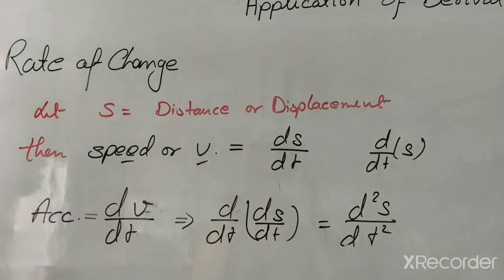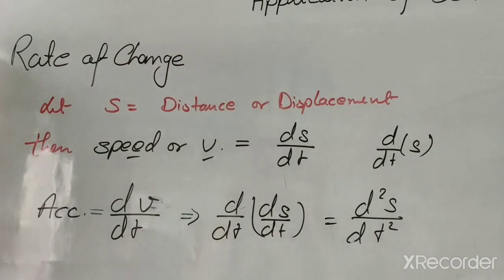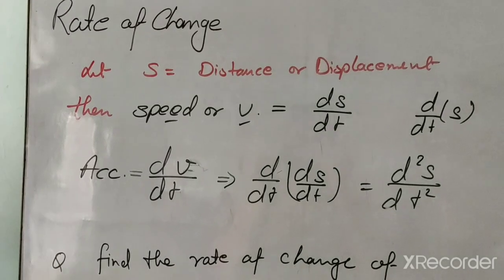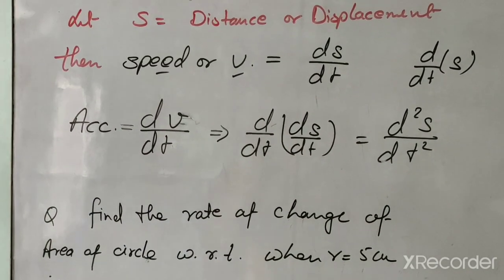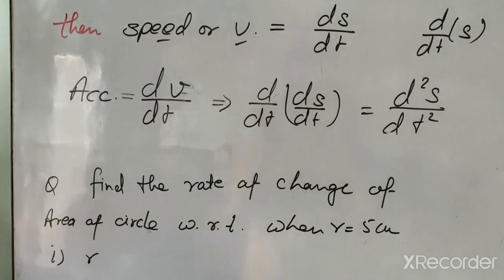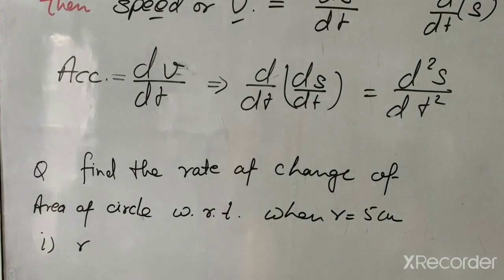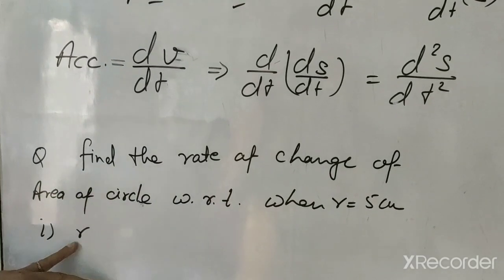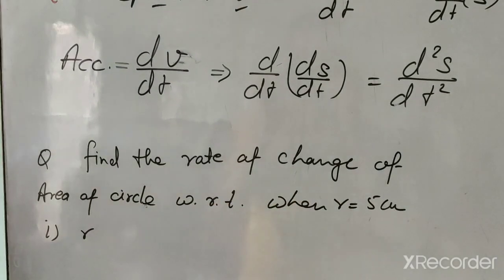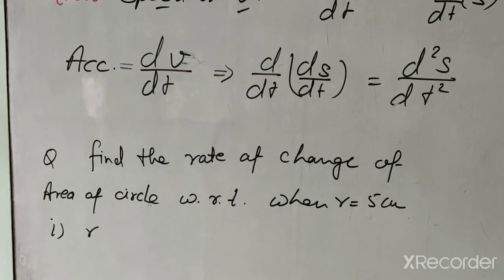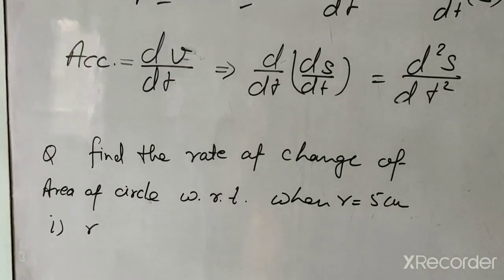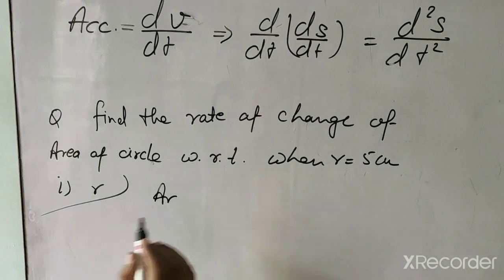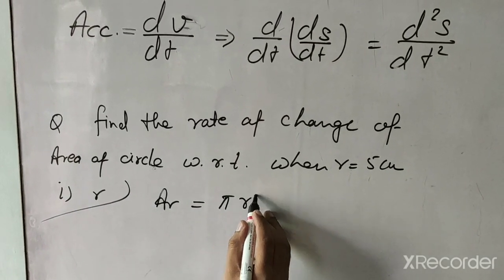This rate of change comes in the rate of change of volume also, rate of change of area also, and different things. For example, I am taking one question. This one question is to calculate the rate of change of the area of circle with respect to the radius, when radius is given as 5 centimeter. So we know that area of the circle is pi r square.